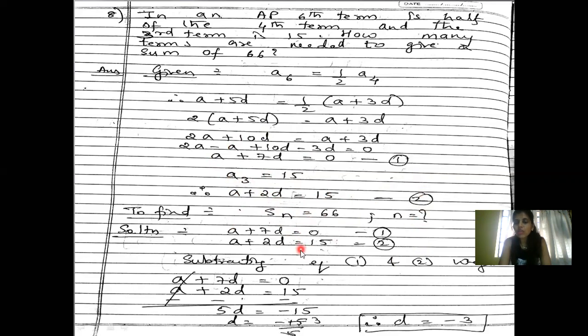So first we'll be solving these equations. a plus 7d is equal to 0 and a plus 2d is equal to 15. You can see the value of a is the same, so we don't have to multiply anything right now. We will directly subtract. When we subtract, we change the sign. So a gets cancelled. 7 minus 2 becomes 5d is equal to 0 minus 15, which becomes minus 15. Then after dividing minus 15 by 5, we got the value of d as minus 3.